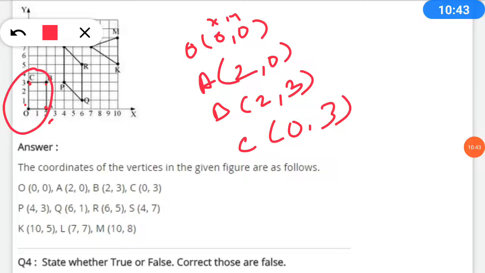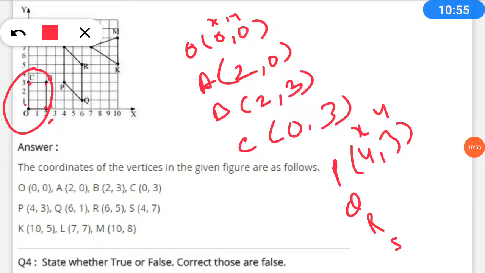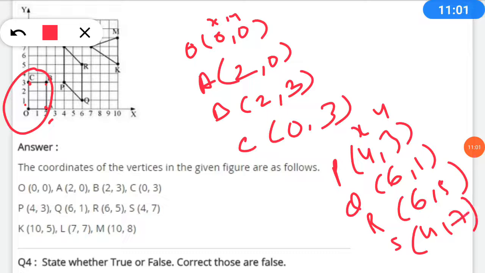Okay, moving toward the second part of the figure, P Q R S. Okay, so here the coordinates are 4 3, x axis is 4, y axis is 3, then 6 1, then 6 5, then 4 7, like this you have to mark.